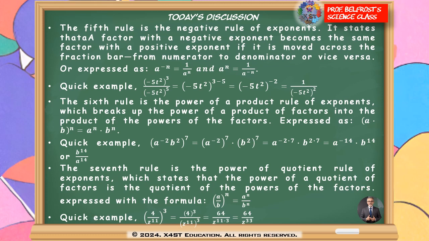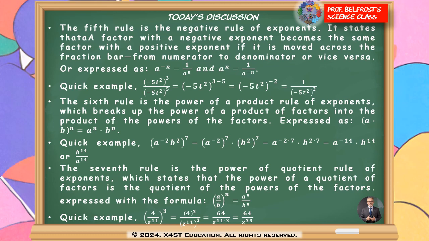So minus 5t squared, together this expression, to the power of minus 2. Using the negative rule of exponents, this can be made as 1 over, in parentheses, minus 5t squared again. We just make it into the reciprocal form.